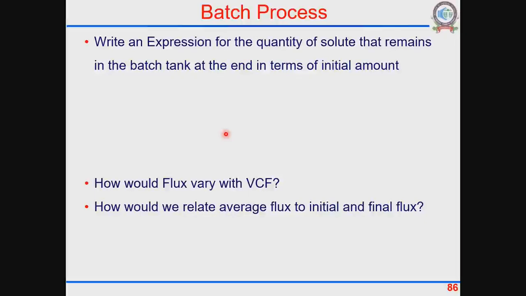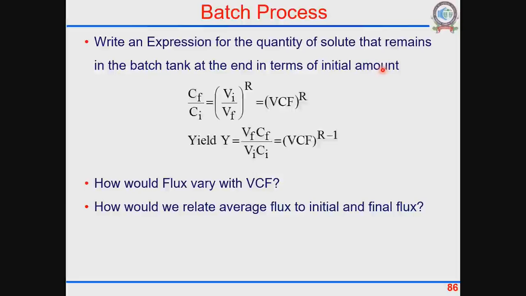I would like you to write an expression for the quantity of solute that remains in the batch tank at the end in terms of the initial amount. So we call this the yield of the solute in the batch process. So this is our expression for the change in concentration. If I write yield, it will be how much solute is remaining at the end divided by how much solute is there initially. So if you substitute this expression, you will get volume concentration factor raised to R minus 1.